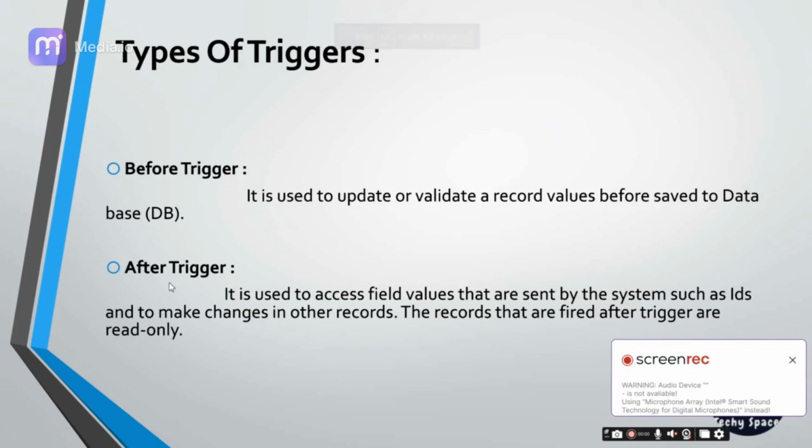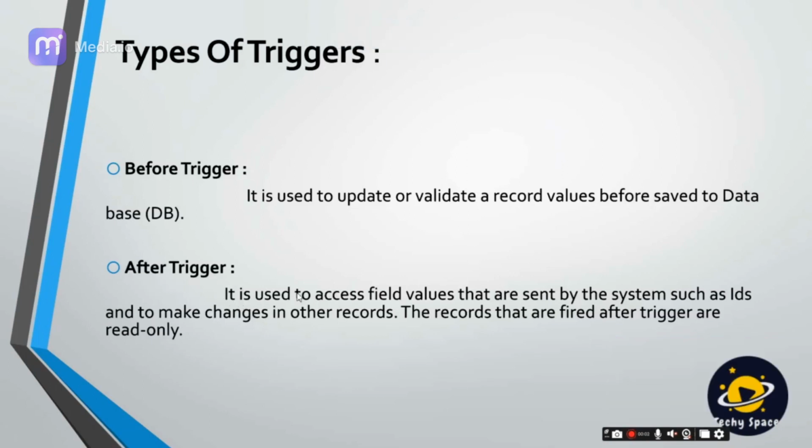The next one is the after trigger. An after trigger is used to access field values that are set by the system, such as IDs, and to make changes in other records. The records that fire after triggers are read-only. In simple words, if you are using the after events, the record will be saved into the database, the ID will be available, and you can also update other records. So this is about before triggers and after triggers.